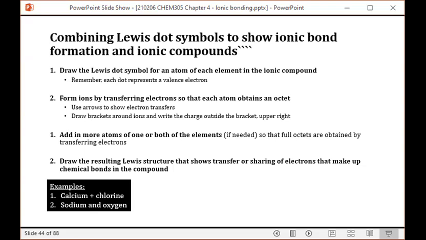By the end of the reaction, we want all of the atoms, all of the elements involved to have full octets. And then we can draw the resulting Lewis structure and the chemical formula that's a result of that Lewis structure. So let's do a couple of examples to illustrate that. We'll do the reaction between calcium and chlorine, and then the reaction between sodium and oxygen.